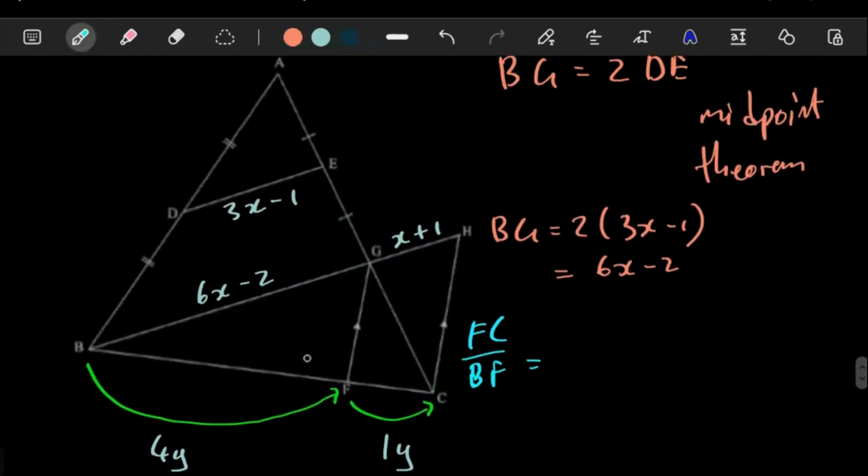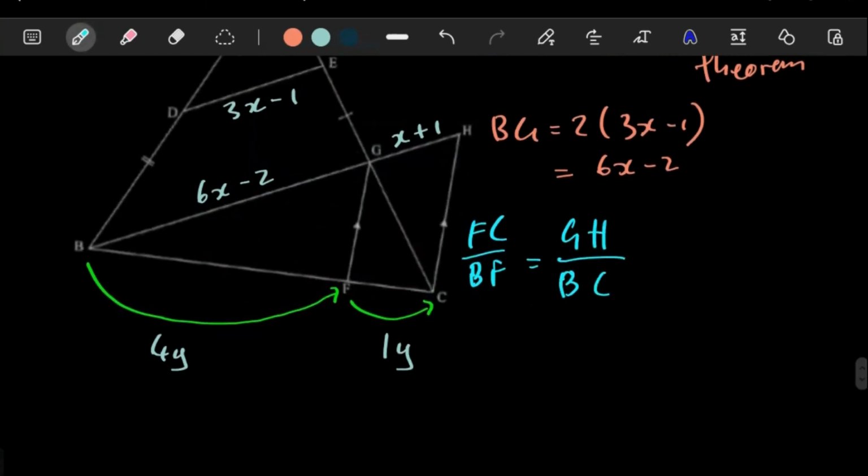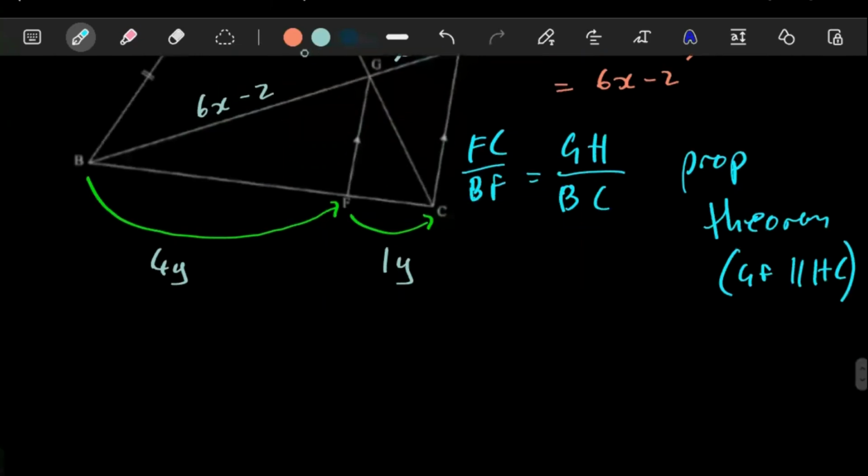The FC over BF is equal to GH over BG. The reason for that is the proportionality theorem. It's just the proportionality theorem, and then in brackets, you can basically state that GF is parallel to HC. So that being said, you know that this ratio is a quarter.